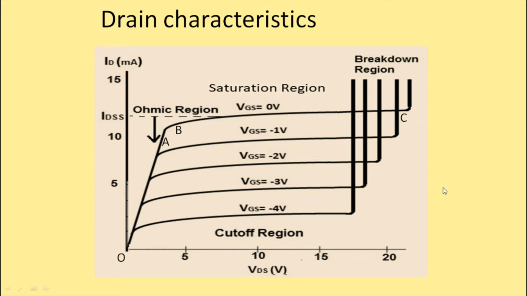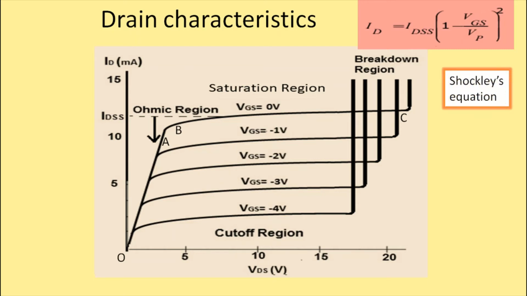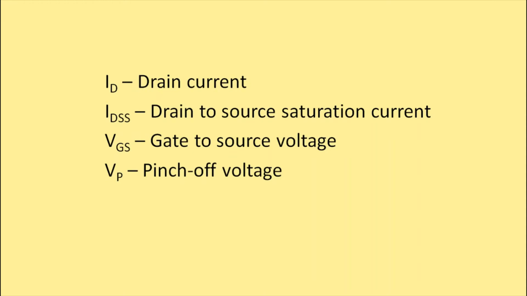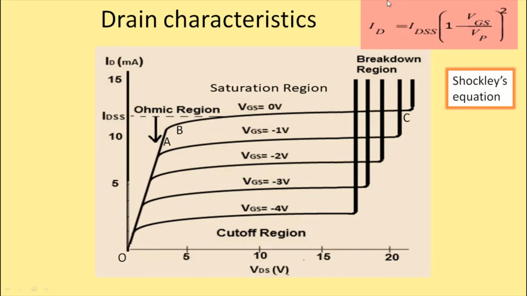The current in the saturation region is given by the equation ID is equal to IDSS into (1 minus VGS by VP) whole square. This is also known as Shockley's equation, and here ID is the drain current, IDSS is the drain to source saturation current, VGS is the gate to source voltage, and VP is the pinch off voltage. So this equation is one of the important equations which defines the amount of drain current in terms of IDSS, VGS and VP.